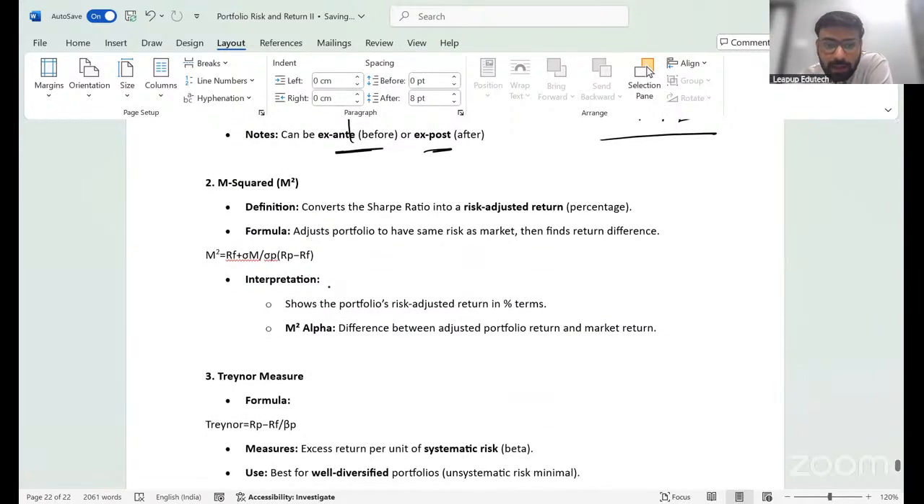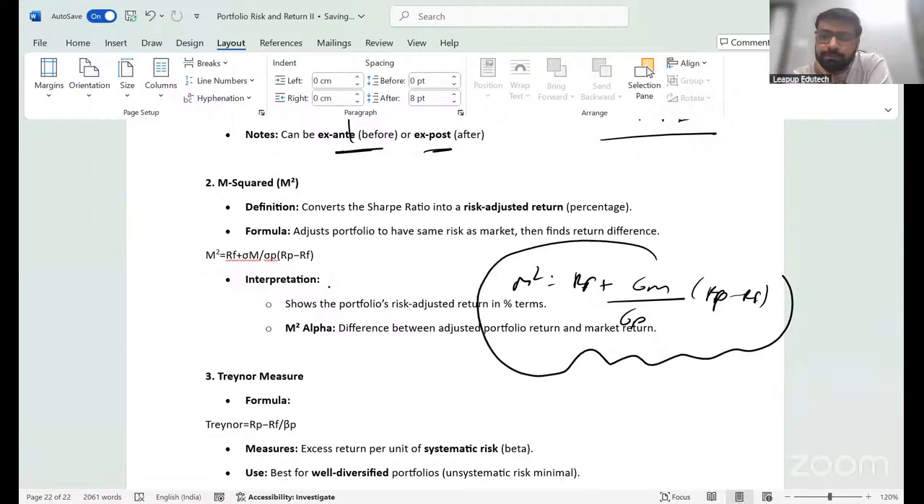Meaning, sir, M squared is simply the risk-free rate plus the standard deviation of the market divided by the standard deviation of the portfolio, times the return on the portfolio minus the risk-free rate. You can clearly see here the Sharpe ratio has been adjusted by considering risk. And here, obviously, we're talking in terms of percentage, right? That is what this is.